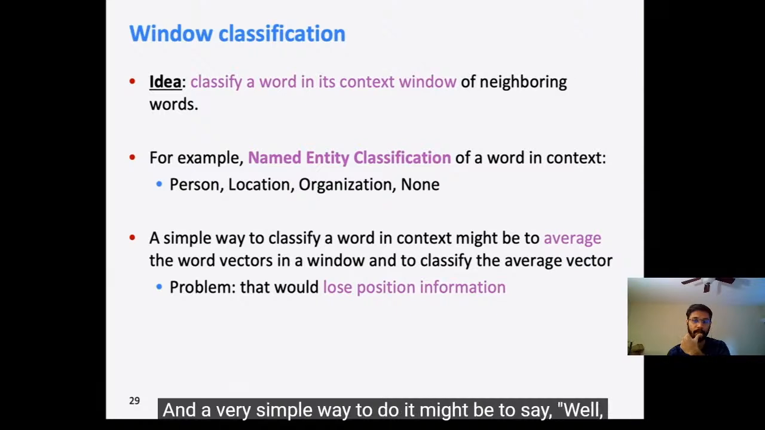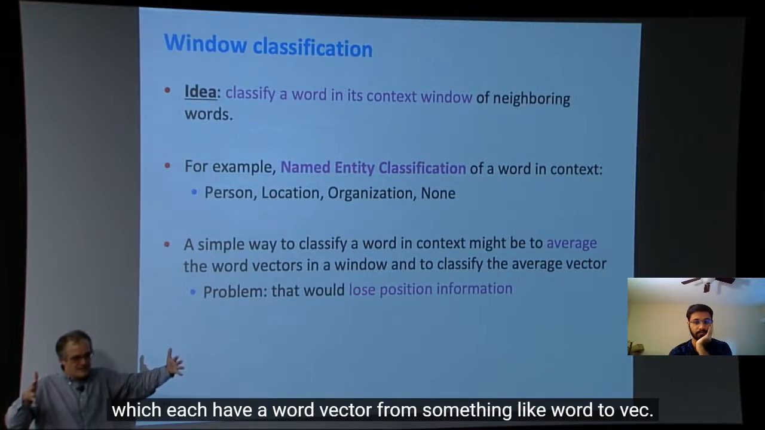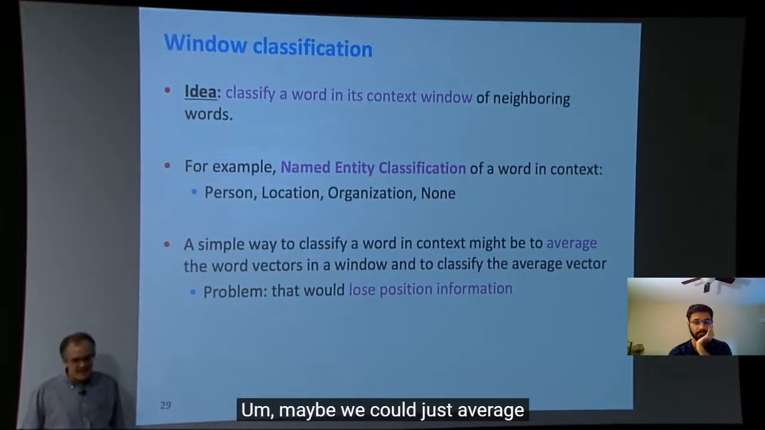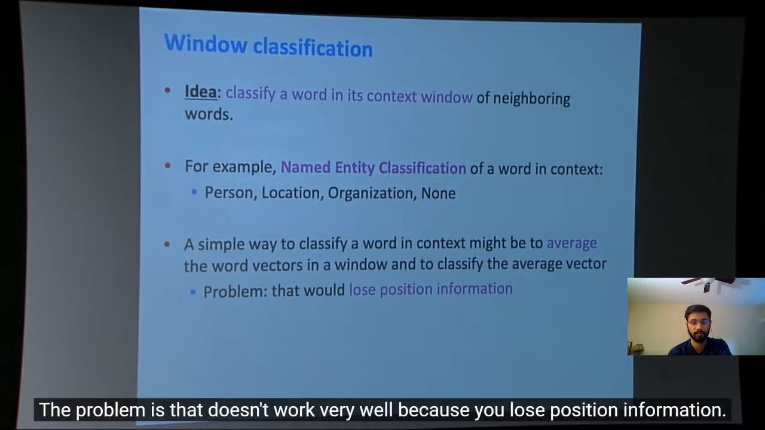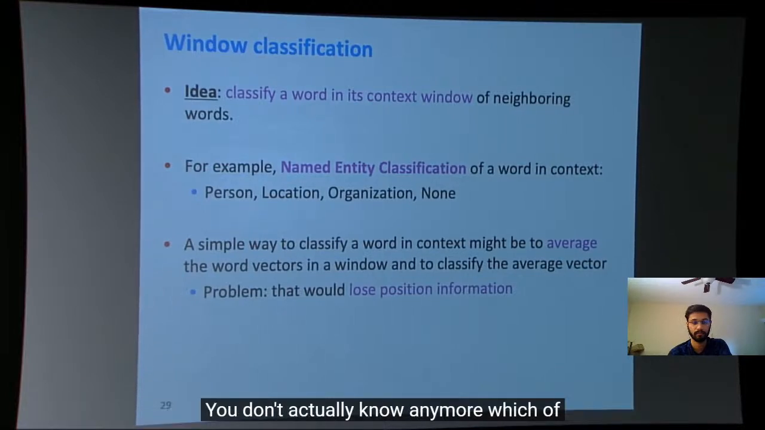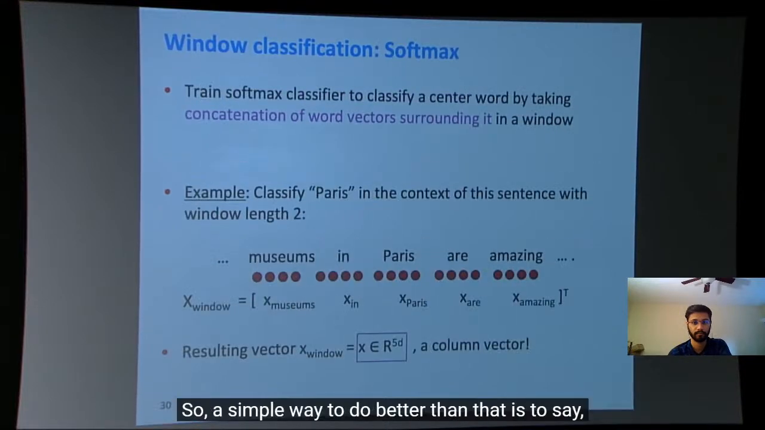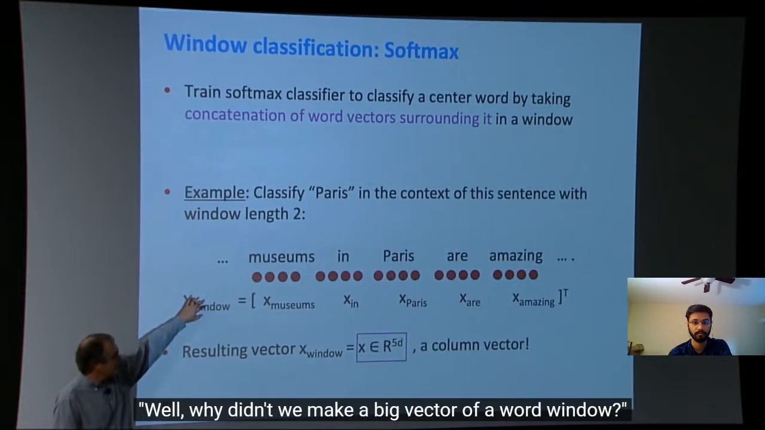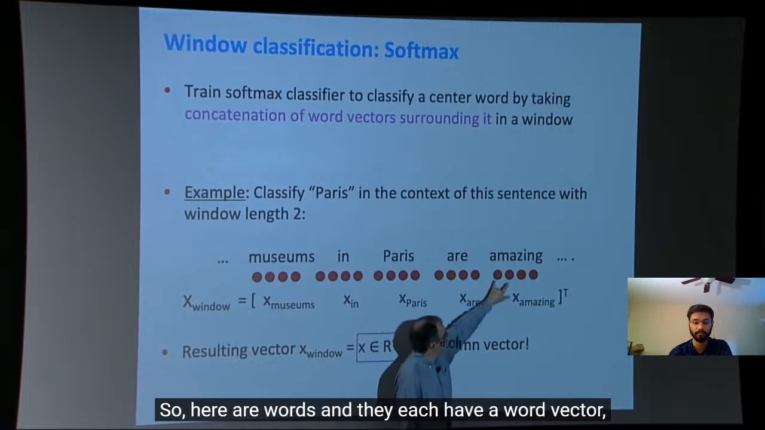And a very simple way to do it might be to say, well, we have a bunch of words in a row which each have a word vector from something like word2vec. Maybe we could just average those word vectors and then classify the resulting vector. And the problem is that doesn't work very well because you lose position information. You don't actually know anymore which of those word vectors is the one that you're meant to be classifying. So a simple way to do better than that is to say, well, why don't we make a big vector of a word window? So here are words, and they each have a word vector.